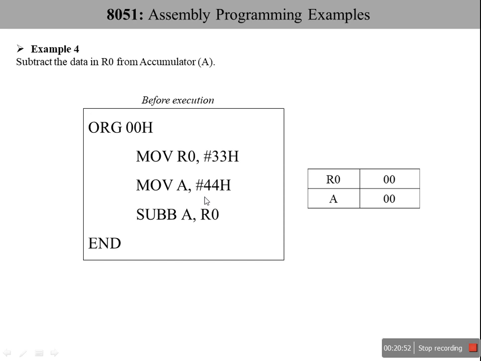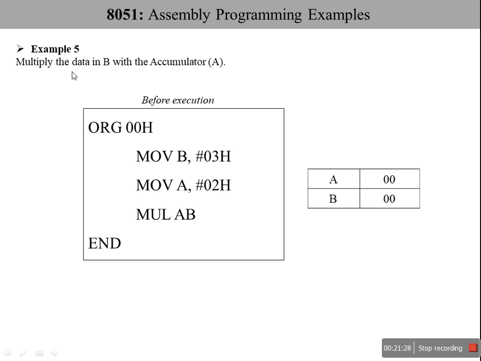Then the content of R0 will be subtracted from the accumulator, right? So before execution of this code, the content of R0 and the accumulator are 0 0. Then after executing these two data movement instructions and before subtraction, R0 is 33 and the accumulator is 44. Now after subtraction, the accumulator contains the difference between 44 and 33, whereas the content of R0 remains the same.